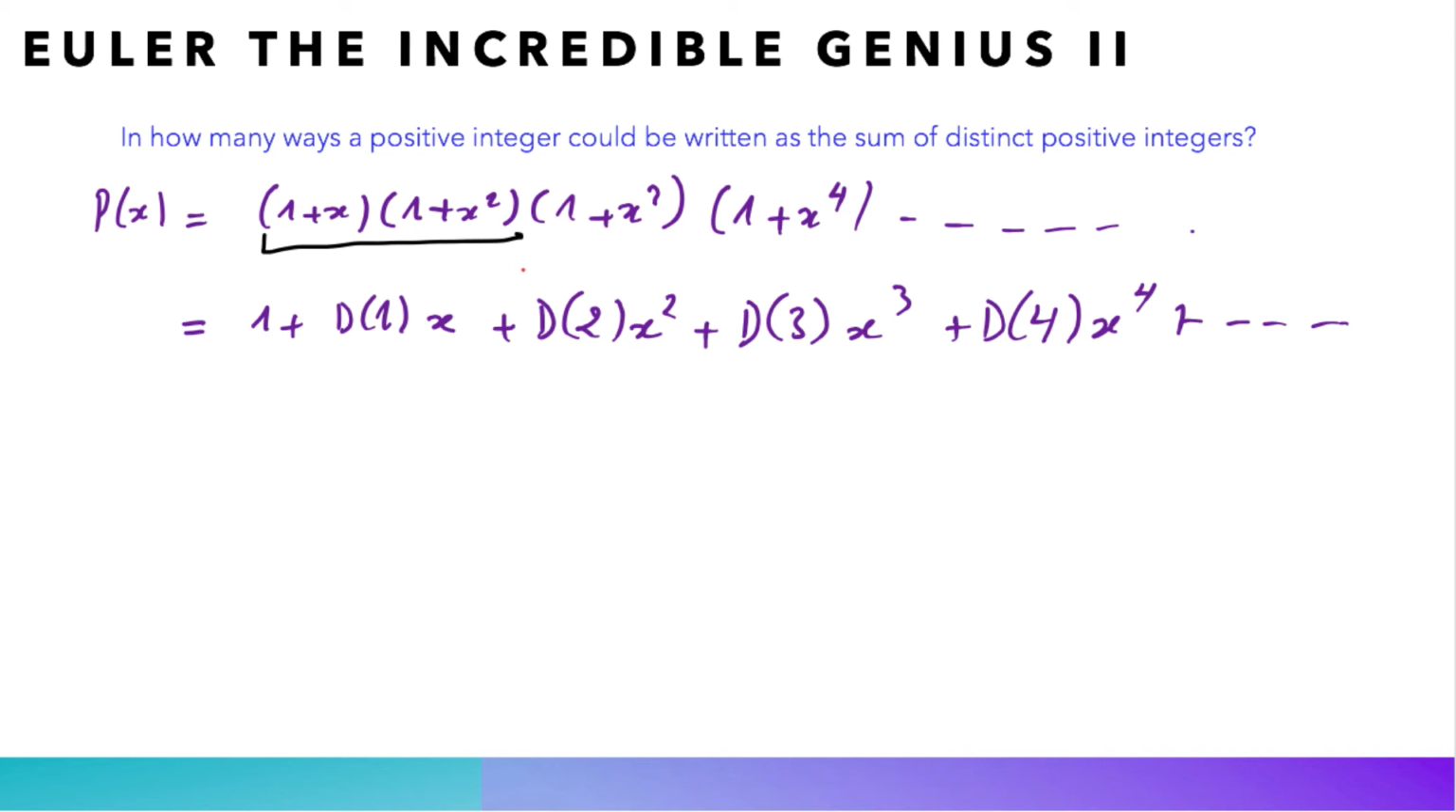I hope it is obvious now for you that if we multiply out all the terms infinitely, then one gets the same number of x to the n as the number d of n, which is the number of ways one can write the positive integer n as the sum of distinct positive integers. When we multiply all these out, actually, we get distinct positive integers, and this is because in each factor there is a different power of x.